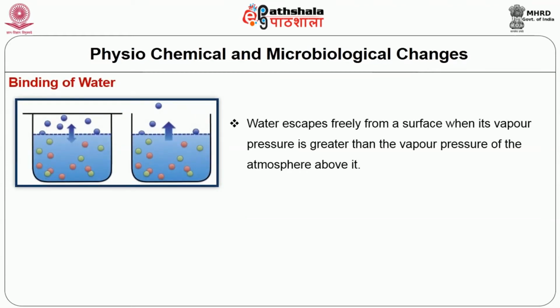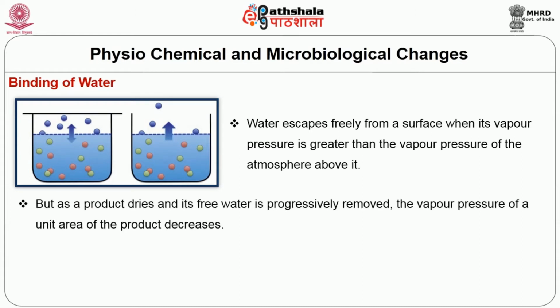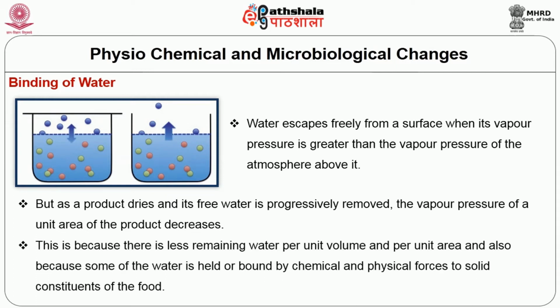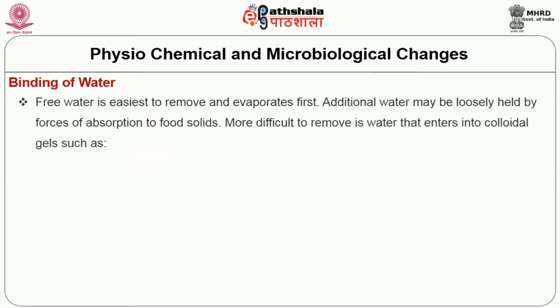Water escapes freely from a surface when its vapor pressure is greater than the vapor pressure of the atmosphere above it. But as a product dries and its free water is progressively removed, the vapor pressure of a unit area of the product decreases. This is because there is less remaining water per unit volume and per unit area, and also because some of the water is held or bound by chemical and physical force to solid constituents of the food. Free water is easiest to remove and evaporates first.